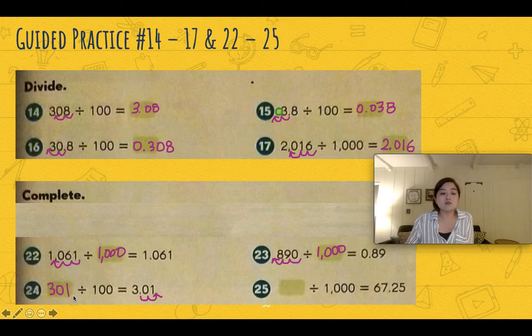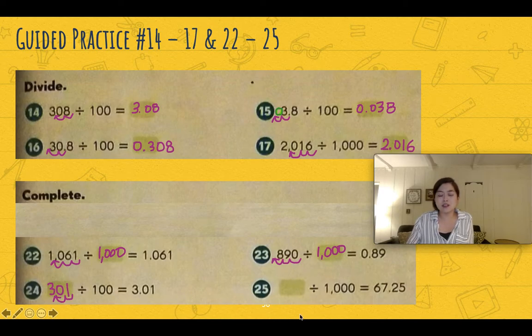Well, 301, my decimal point is right here after the 1. So if I divide it by 100, that means I have to move it over to the left 2 times. And my decimal point comes between the 3 and the 0, which is exactly what I want. So 301 divided by 100 is 3.01.